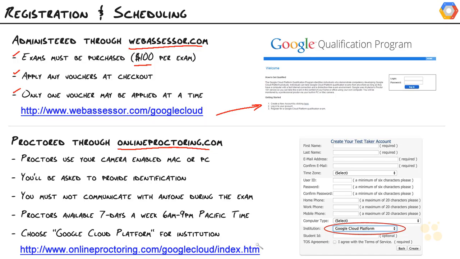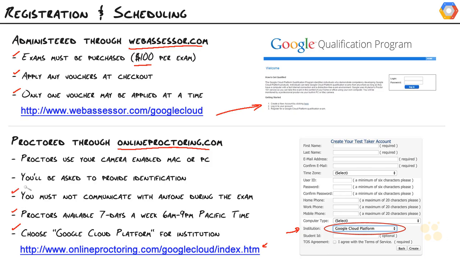onlineproctoring.com/Google Cloud/index.htm. Notice the lack of L there. For whatever reason, .html doesn't work, so go to .htm. But here you'll create an account. You'll choose Google Cloud Platform for your institution. Then it's just a matter of setting up a time that works for you. Their proctors are available 7 days a week, 6 a.m. to 9 p.m. Pacific time.